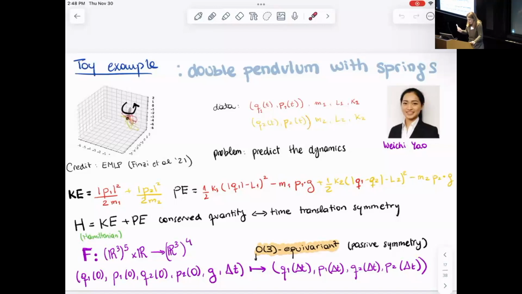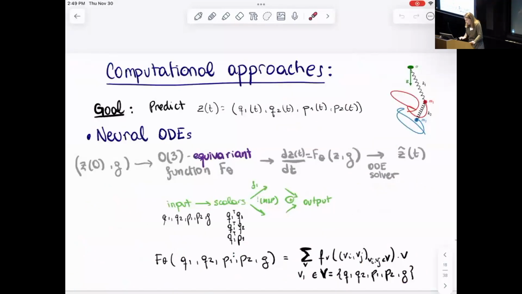And so there are many symmetries. This is a Hamiltonian system, so there's a time translation symmetry that comes from the fact that the Hamiltonian is constant. And we want to learn the dynamics. The simple way to do it is by using a neural ODE.